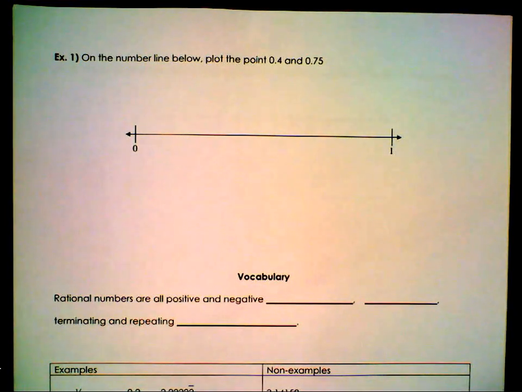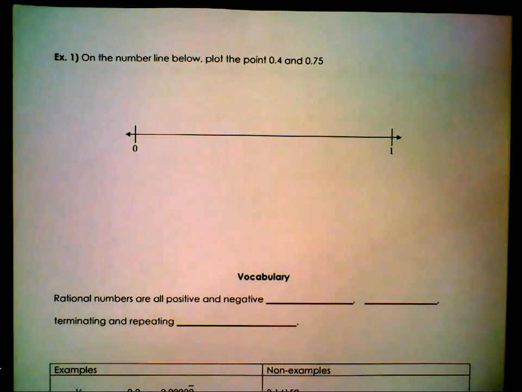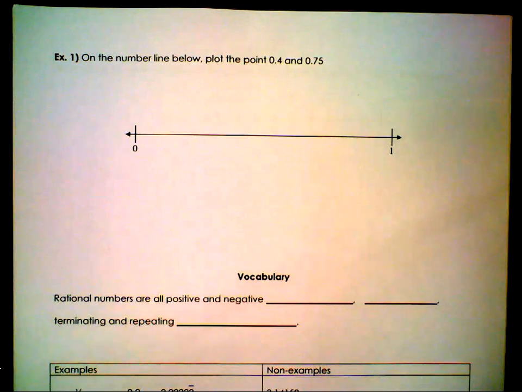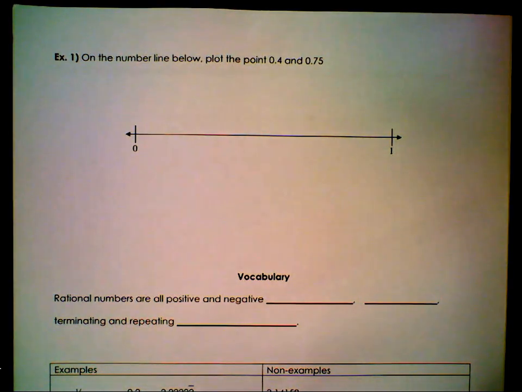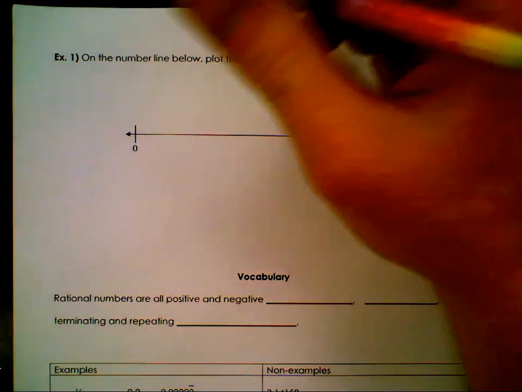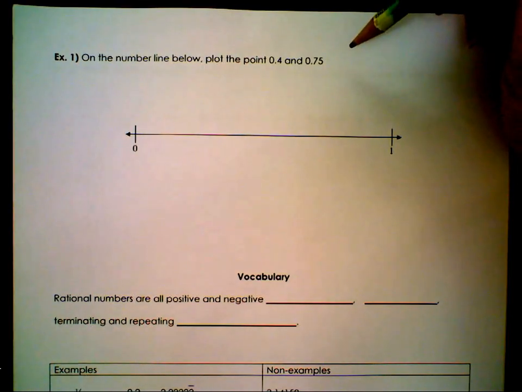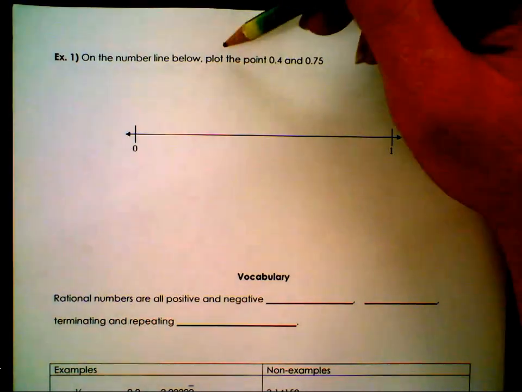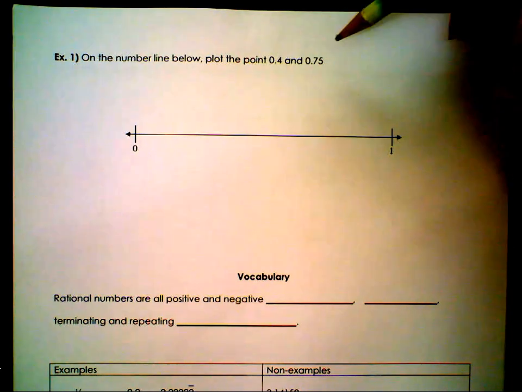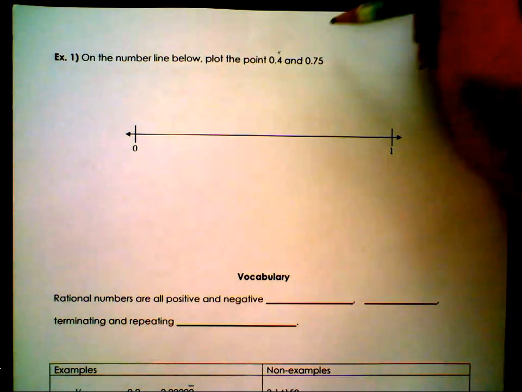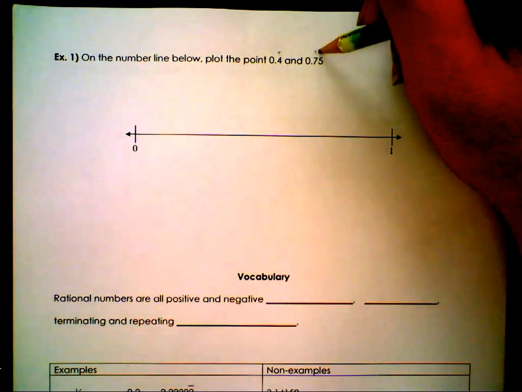Okay, today we are going to be looking at placing both fractions and decimals on a number line. We're going to start with an example. On the number line below, plot the point 0 and 4/10 and 0 and 75 hundredths.